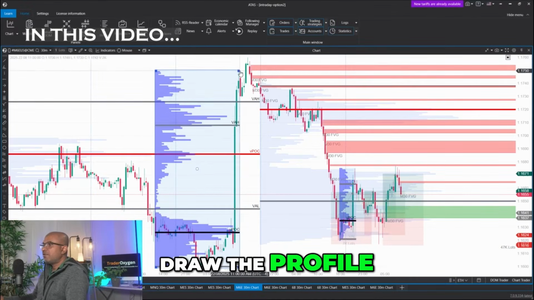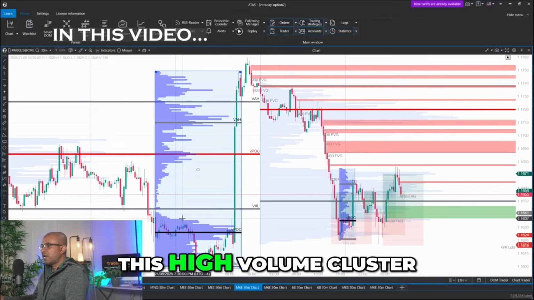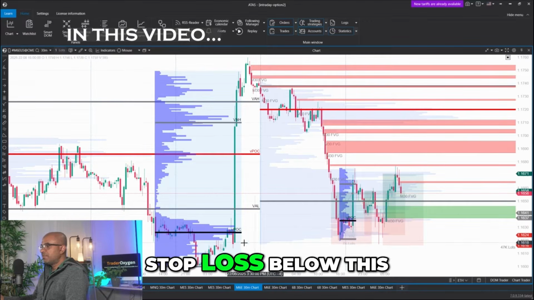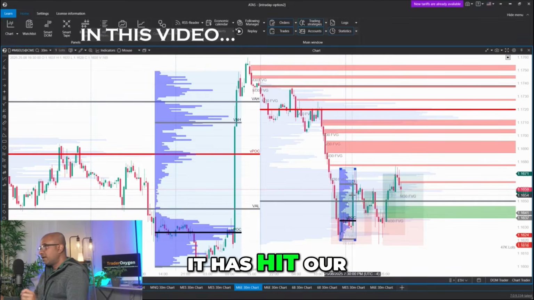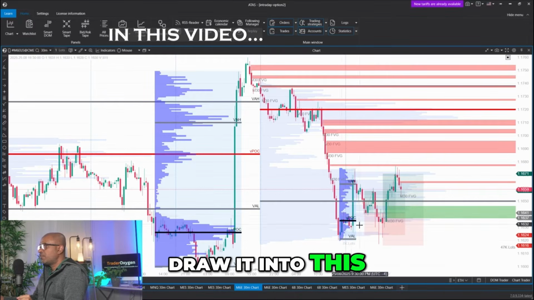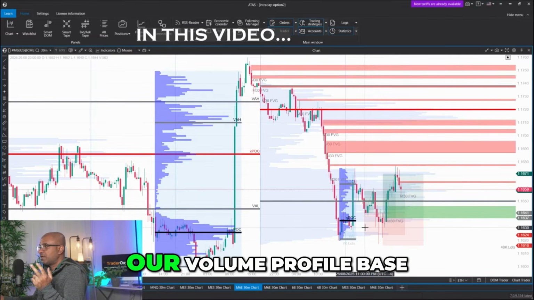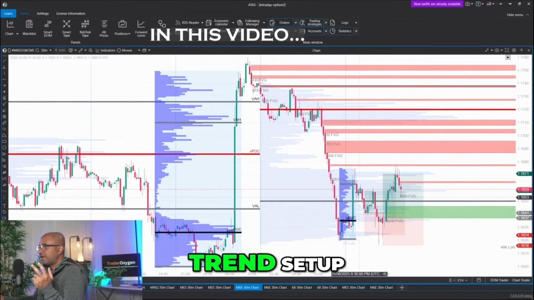Draw the profile. We place the entry at the beginning of this high volume cluster. Stop loss below this. It has hit our first take profit. Draw it into this volume point of control. 1-to-1 profit grab here, our volume profile based trend setup.